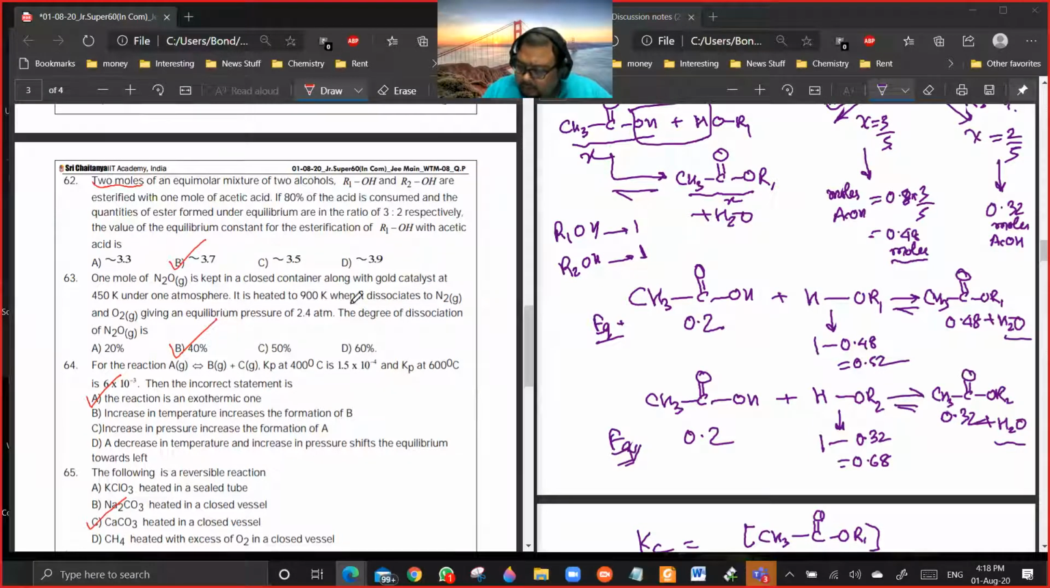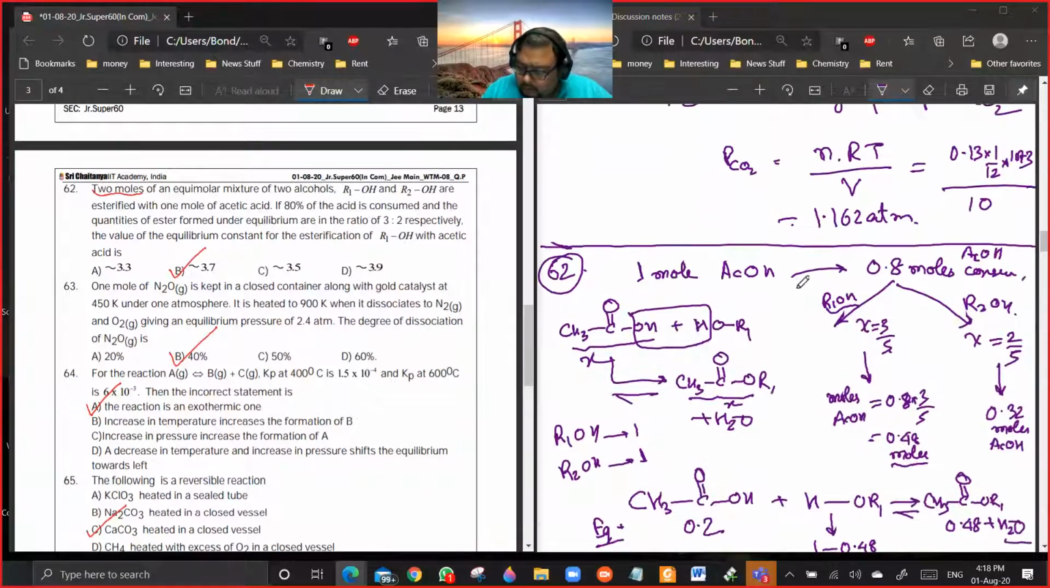80% of acid is consumed. One minute. You see, 1 mole of acetic acid we are starting with, and 0.8 moles of acetic acid is consumed. So you are left with 0.2 moles in equilibrium. Now it is saying that whatever ester is formed, their ratio is 3:2. This means that 3 by 5 mole fraction of acetic acid must have reacted with R1OH, and 2 by 5 must have reacted with R2OH. Are you getting my logic? Yes or no?